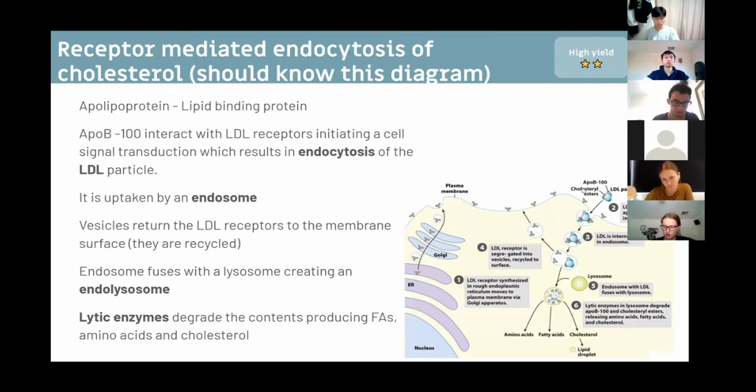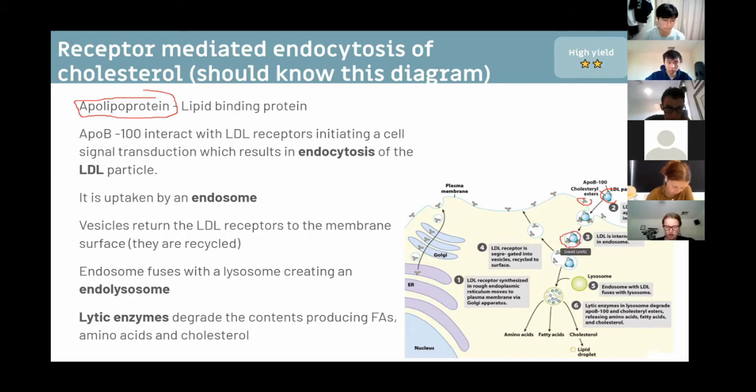Next one. You should know this. Very high. Oh, it's not very. Yeah, very high yield. Know the picture. Apolipoprotein is a receptor protein on the LDL particle complex. The LDL particle is going to interact with these receptors and is going to be taken up by an endosome through endocytosis as the LDL is internalized.